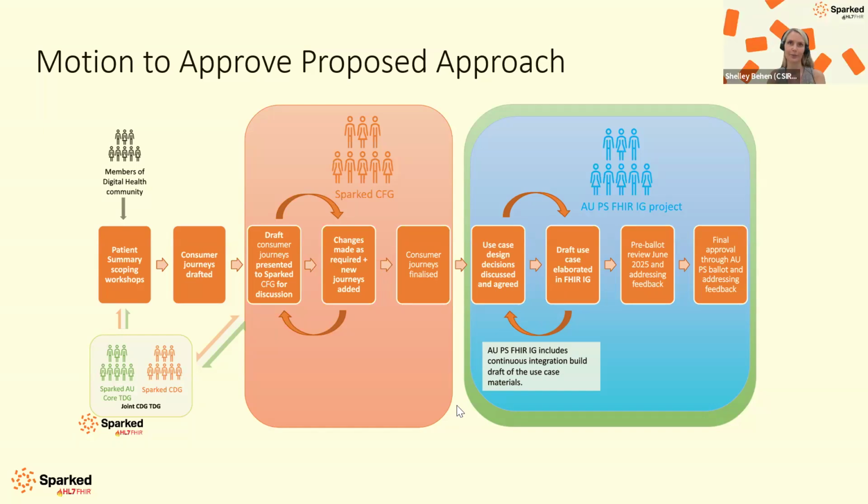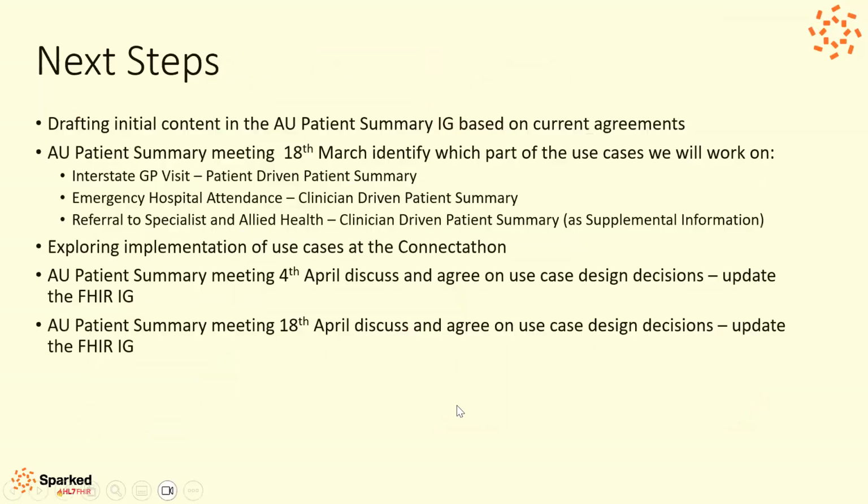Lovely. Okay, thanks, Shelley. Next slide. Okay, so next steps. Now that we've got agreement on our approach, we're going to go away and start populating the AU Patient Summary IG based on our initial agreements. Then we're going to come back at our next meeting on the 18th of March, which is going to be a hybrid meeting held in conjunction with the Connectathon. And there we might look at which parts of the use cases we want to work on for R1.